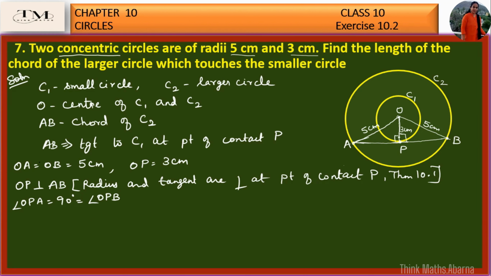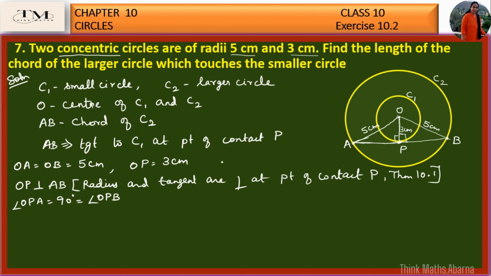We cannot find the full length directly. What we are going to do is find the length AP from one right angle triangle. There are two ways to find the length of the chord. We can find AP from this right angle triangle and PB from this right angle triangle. Or we can find AP from one right angle triangle, and in the next step show these two triangles are congruent. Then AP will be equal to PB. So if we add both the values, we will get AB.